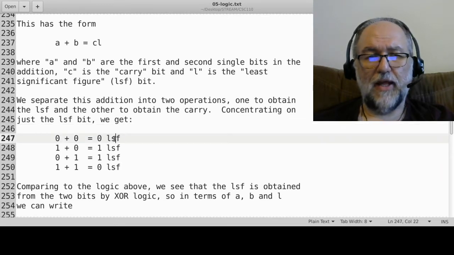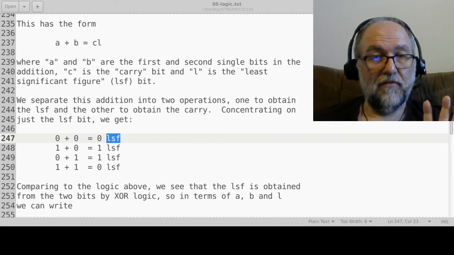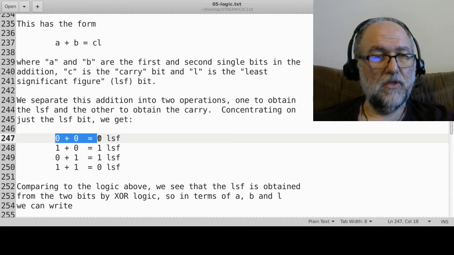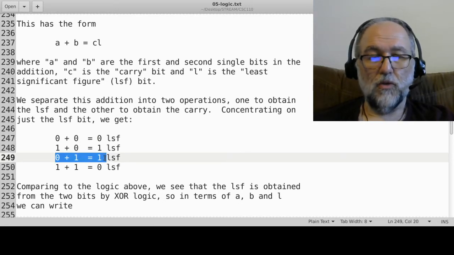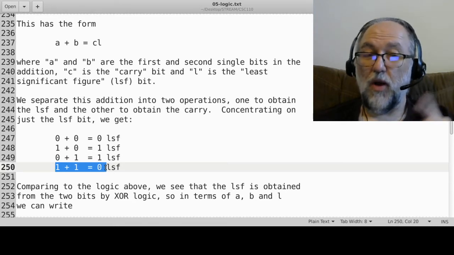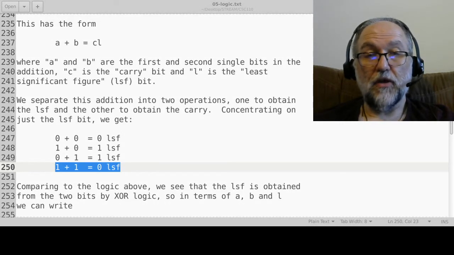Okay, that's why I put LSF at the end here. LSF meaning I'm filtering out just the least significant figure and I'm throwing away the carry. If you do this, you get 0 plus 0 is equal to 0, and the carry is thrown away. Then 1 plus 0 is equal to 1 and the carry is thrown away. 0 plus 1 is equal to 1 and the carry is thrown away. 1 plus 1 is equal to 0 carry 1, but I'm throwing away the carry, so 1 plus 1 gives me just 0 for the least significant figure.